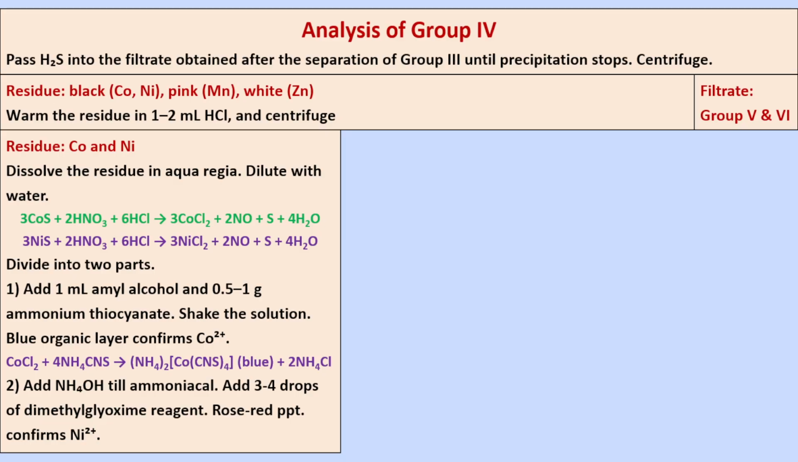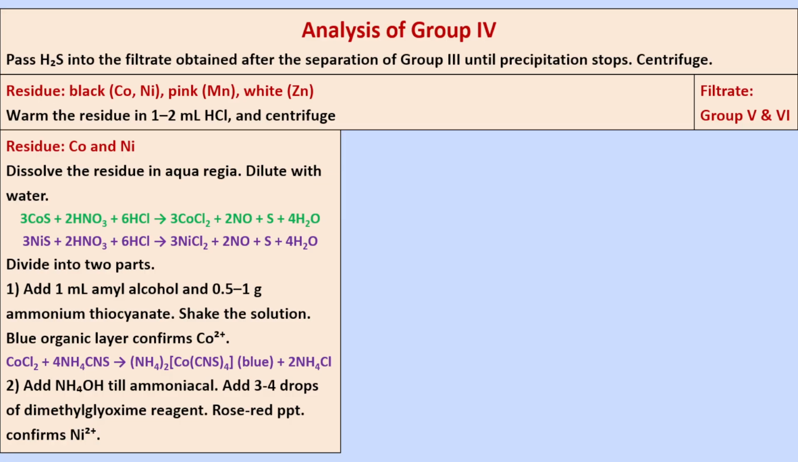To the first part, add 1 ml of amyl alcohol and 0.5 gram of ammonium thiocyanate. Shake well. Formation of blue color in the organic layer confirms the cobalt ion. To the second part, add ammonium hydroxide until the solution becomes alkaline and releases a smell of ammonia gas. Then add 3 to 4 drops of DMG or dimethylglyoxime reagent. A rose red precipitate confirms nickel ion.